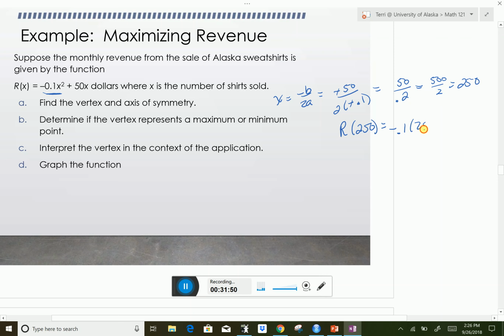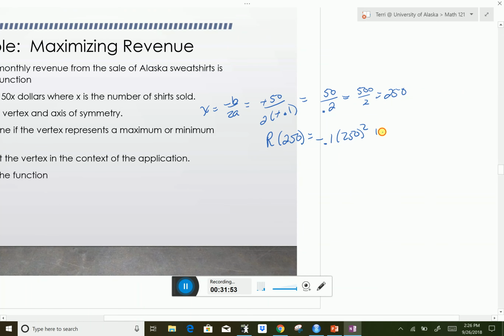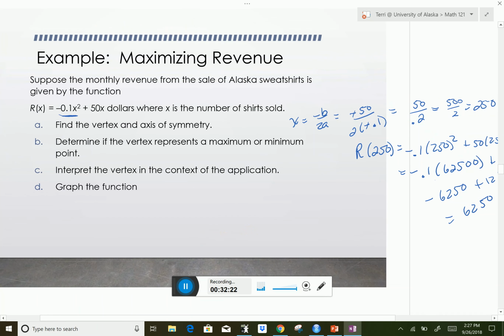So let's find what the revenue is when you sell 250 shirts. Negative 0.1 times 250 squared, plus 50 times 250. Let's see what that is. Negative 0.1 times 62,500, and 12,500. So that's negative 6,250 plus 12,500, which is 6,250. So our vertex is 250, 6250.